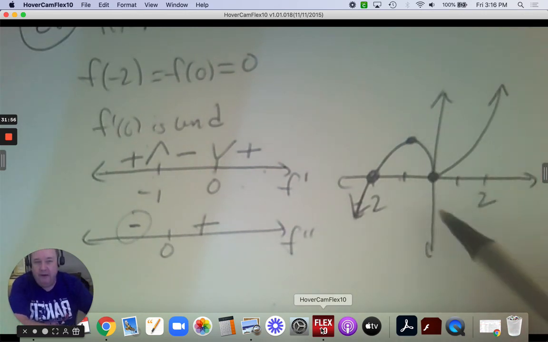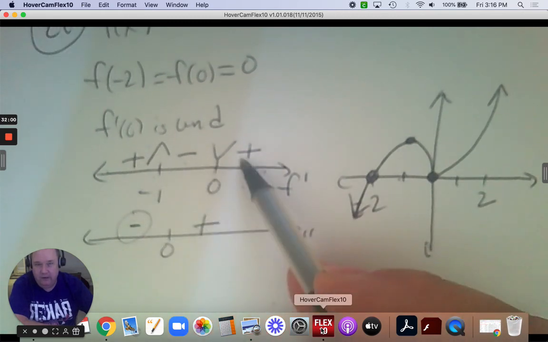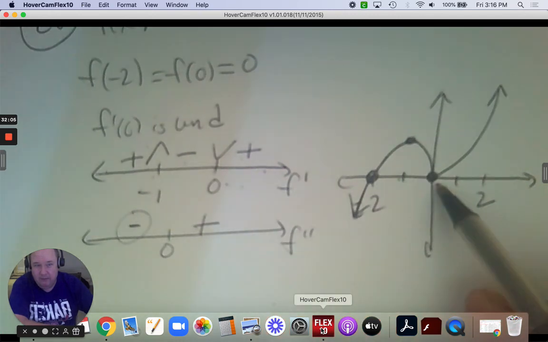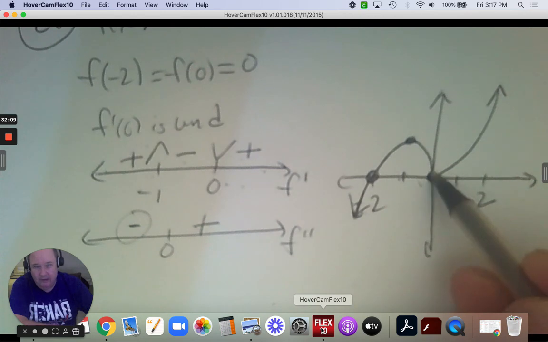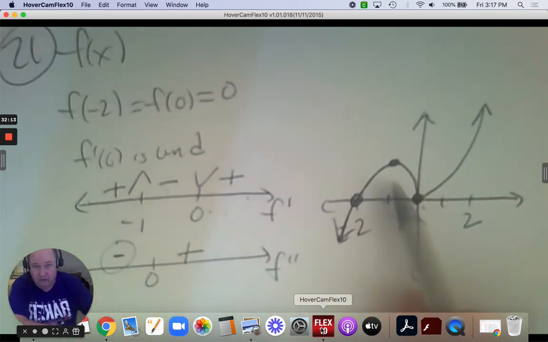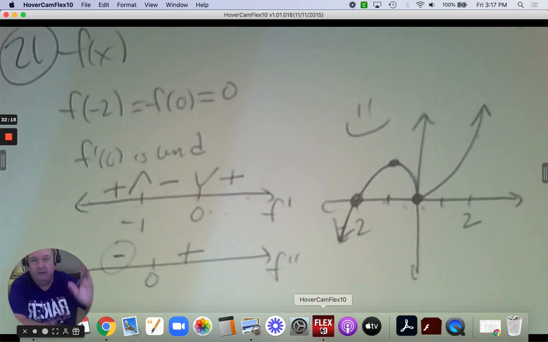And let's see if everything is true here. It increases, then decreases, then increases. We have a maximum at -1 and a minimum at 0. It's concave down up to 0, and then concave up after 0. The derivative at 0 is undefined. So do you see the cusp or corner? That's a beautiful looking graph, and it's done.